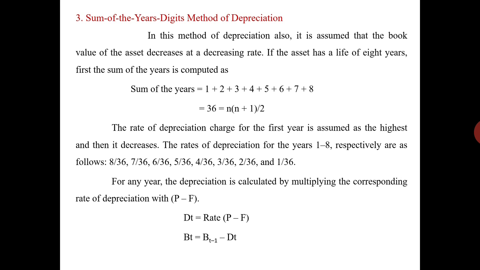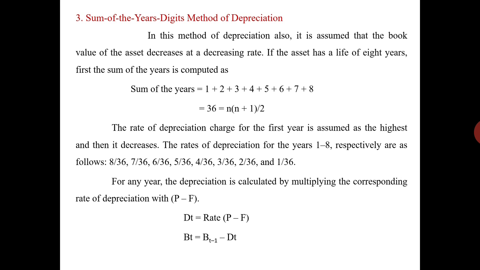In this slide, the sum of years equals the life of the equipment added up: 1 plus 2 plus 3 plus 4 up to 8. Finally, we get the sum of years equal to 36. Another formula for the sum of years calculation is n into (n plus 1) divided by 2.